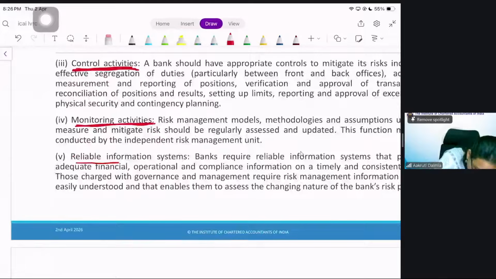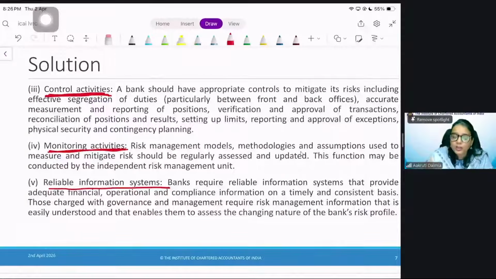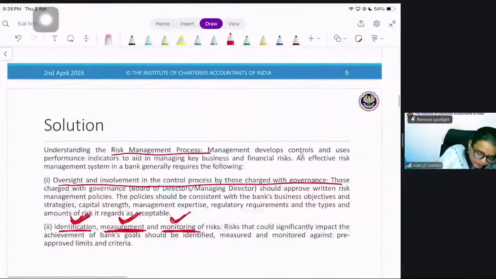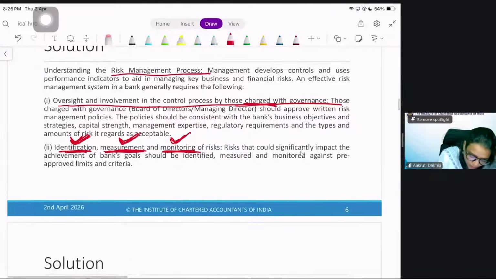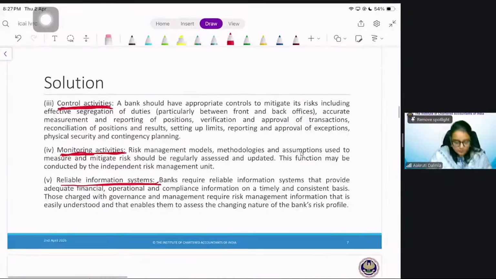एंड लास्ट, रिलायबल इंफॉर्मेशन सिस्टम. अगर कोई और मेरा कंप्यूटर यूज कर रहा है तो क्या मेरी कंप्यूटर ये रिपोर्ट जनरेट कर पा रही है कि कब किसने क्या कैसे मेरा कंप्यूटर यूज किया? क्या रिपोर्ट्स जनरेट हो पा रही है जिससे मुझे इंफॉर्मेशन मिल सके? सो रिस्क मैनेजमेंट प्रोसेस में 5 स्टेप होते हैं. ओवरसाइट एंड इन्वॉल्वमेंट ऑफ TCWG, identification, measurement and monitoring of risk, control activities, monitoring activities and reliable information system.